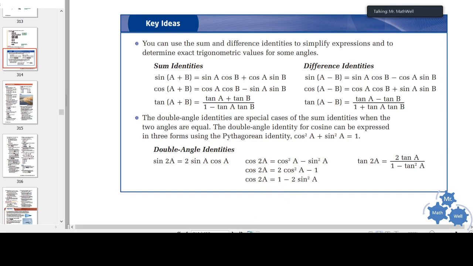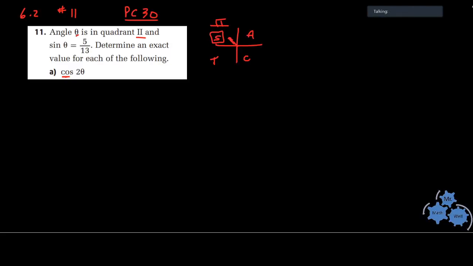1 minus 2 sine theta, okay? So cos of 2 theta is equal to 1 minus 2 sine squared theta. Okay, so that is equal to 1 minus 2. Now, what is sine theta? Well, it's 5 over 13. And we're going to have to square that. So that's 1 minus 2 times, what's that?